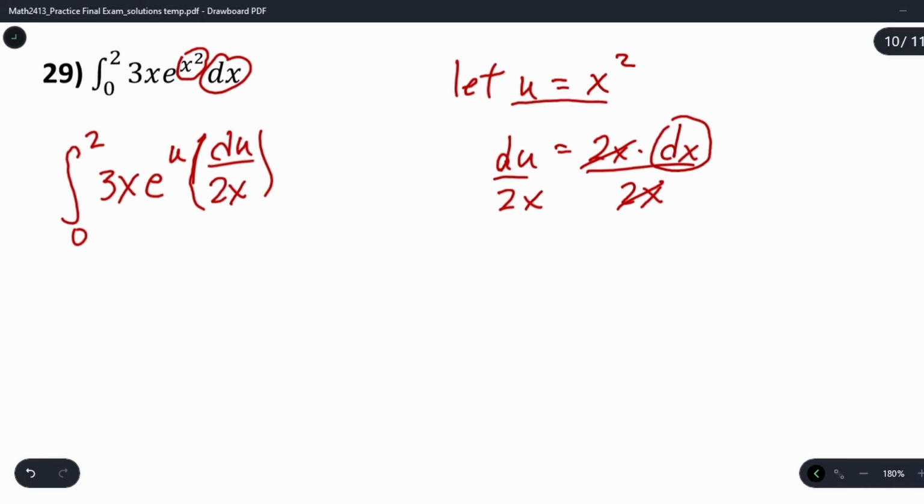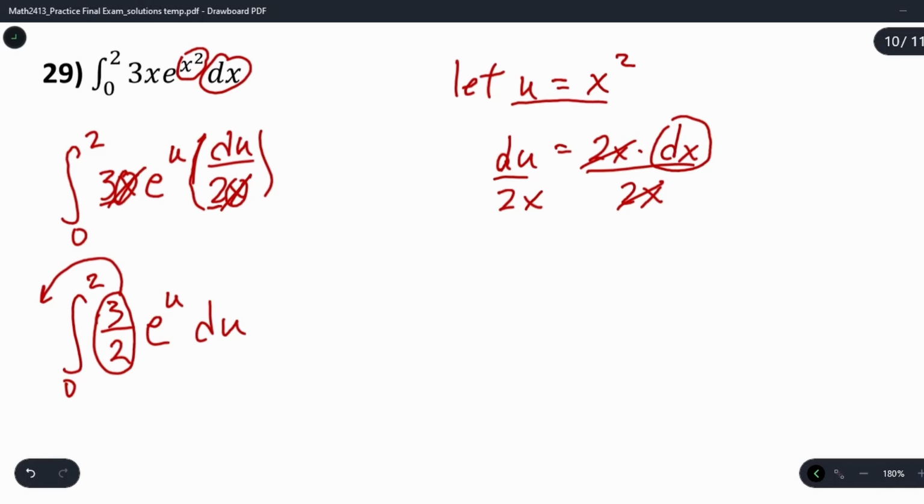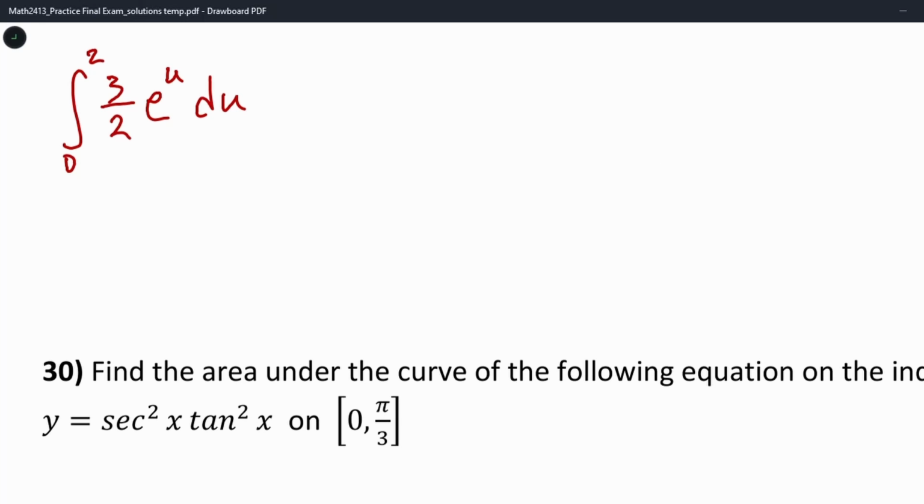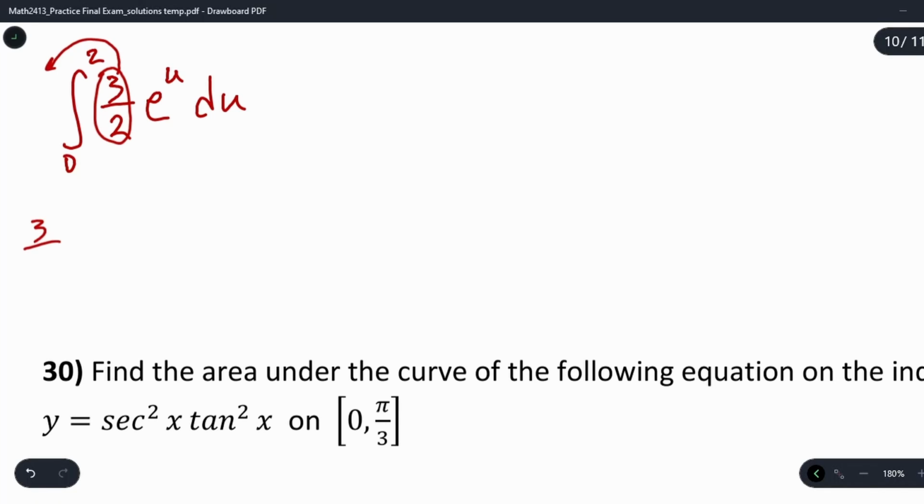And then here we can see that this is going to work nicely because we have an x top and bottom, and those x's will reduce out. Now, we do have a 3 over 2, so that's going to give us the integral from 0 to 2 of 3/2 as the coefficient of e to the u du, and then that 3/2 can be pulled out to the front.